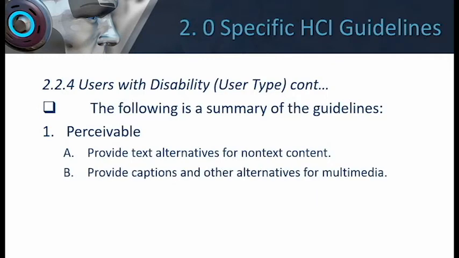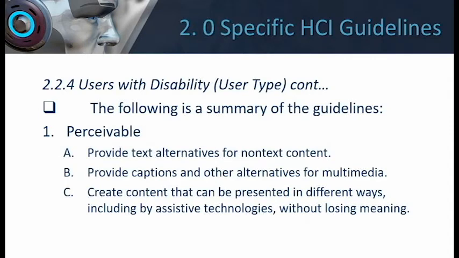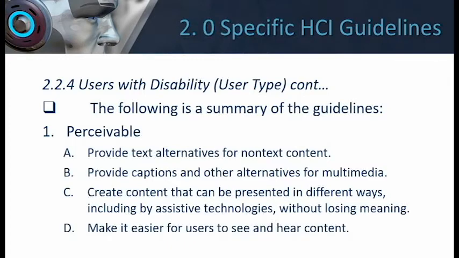And then provide captions and other alternatives for multimedia. Then create content that can be presented in different ways, including by assistive technologies, without losing meaning. Presented in different ways, including assistive technologies like text to speech, reading pens, voice recognition, digital recorders. Then make it easier for users to see and hear content.